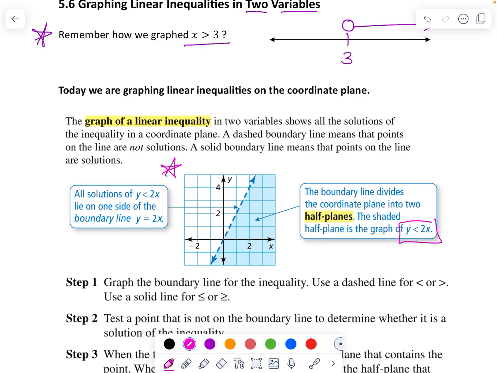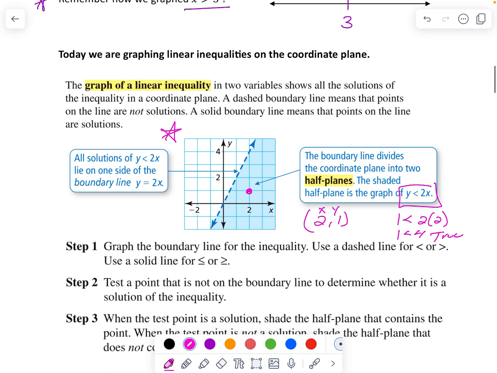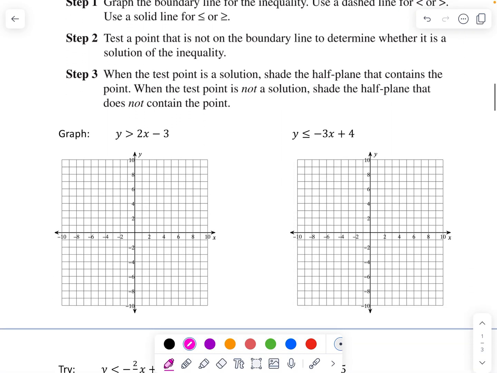We can pick a point here. Let's pick this point, 2, 1. In other words, x is 2, y is 1. If we substitute in our inequality, 1 is less than 2 times 2, or 1 is less than 4. That is true. So any point we pick in that shaded area is a solution to this inequality. Well, let's do an example.